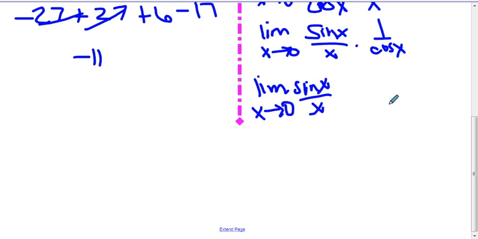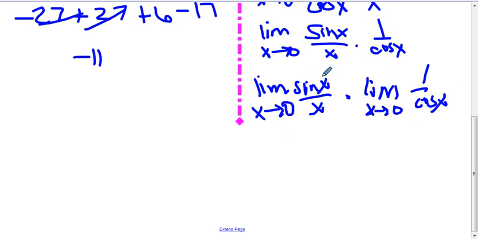I apologize for my writing. I struggle with a mouse pad. And we can take the limit of the second piece. So, limit as x approaches 0 of 1 over cosine. And now we're going to substitute.